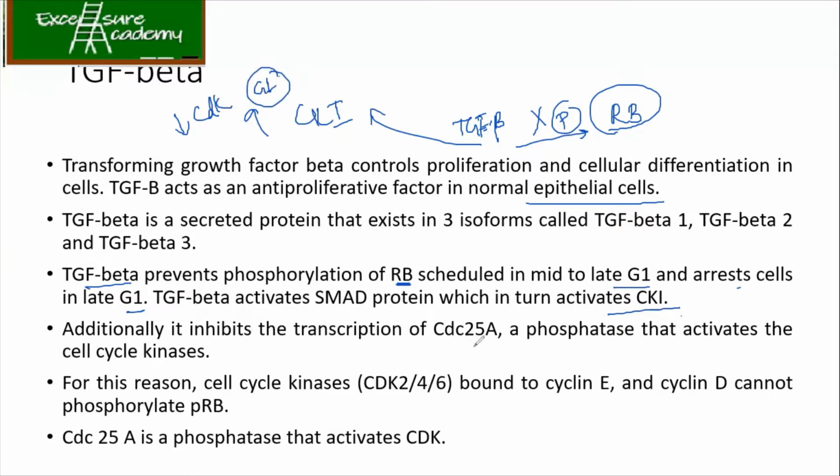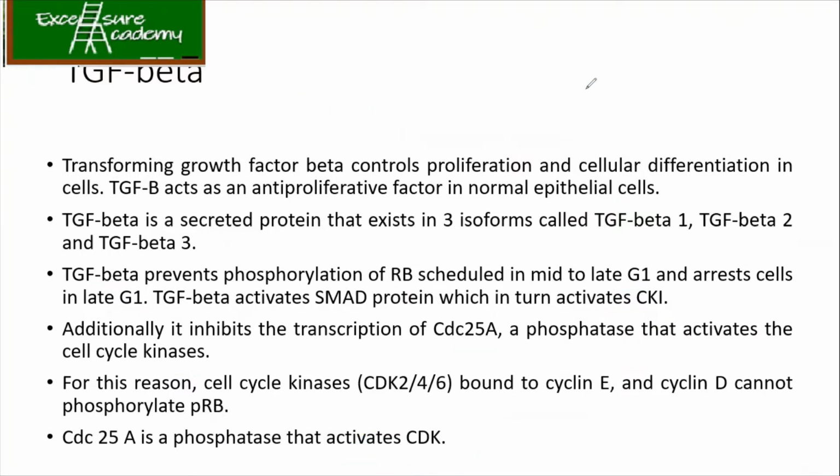Additionally, it inhibits transcription of CDC25, which is a phosphatase which activates the cell cycle kinases. So remember, what does CDC25 do? Phosphatase, it removes your threonine and tyrosine 14, 15, right? Activating your cyclins. For this reason, cell cycle kinases bound to cyclin E and D cannot phosphorylate your RB protein, right? So what will happen then? Finally, it is inhibiting your CDK activity. Is it clear? Do you remember how retinoblastoma was working? Shall I move?